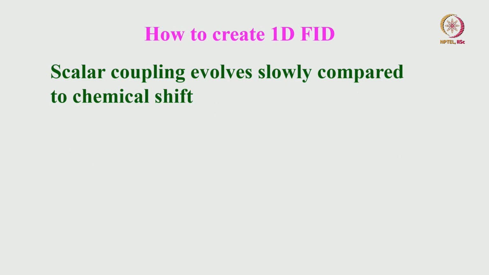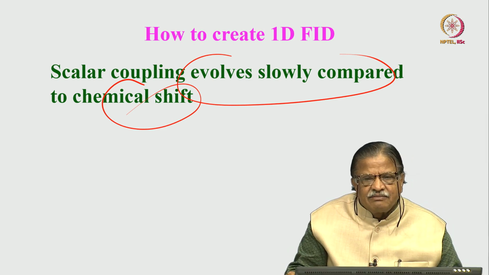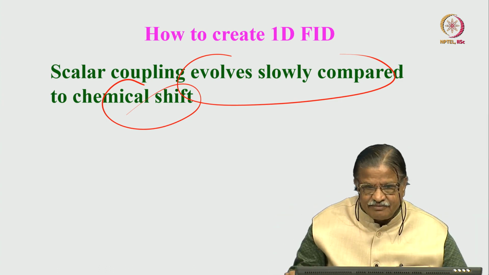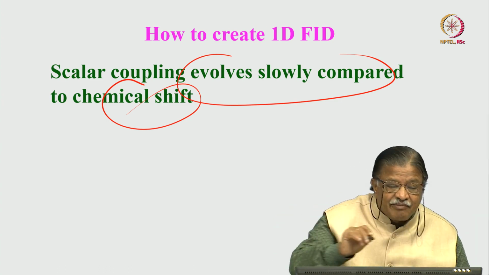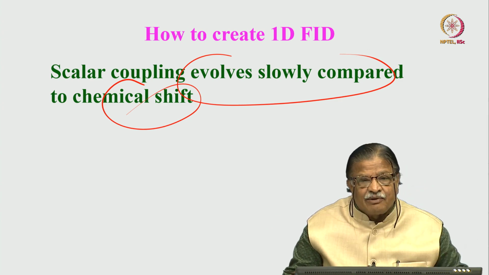Finally, I tell you how to create a 1D FT. Scalar couplings, you should know, evolve slowly compared to chemical shift. Why? Because chemical shift interaction strength is larger. J coupling is of the order of 5 to 15 hertz in homonuclear proton-proton, whereas chemical shifts are of the order of several kilohertz. So chemical shift evolves faster, and scalar coupling evolves very slowly.